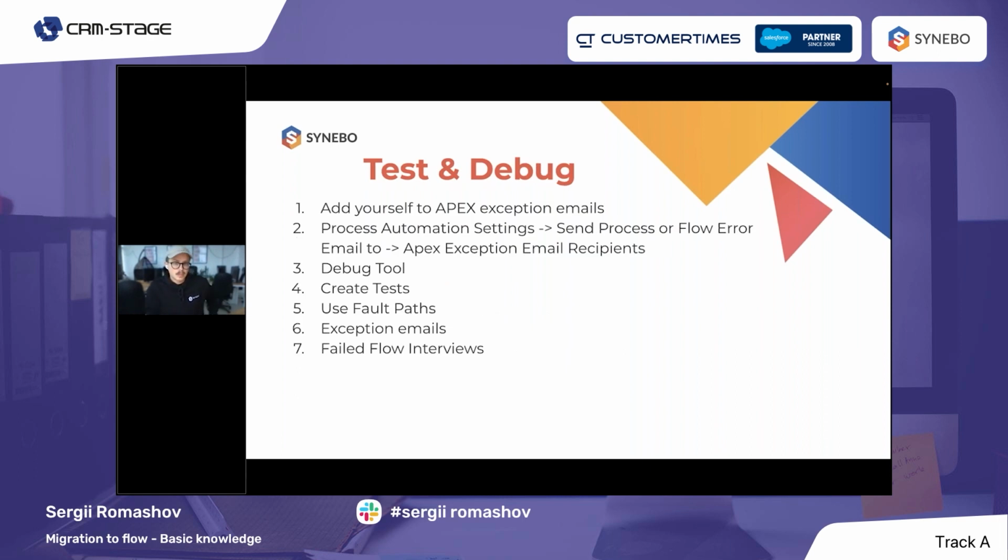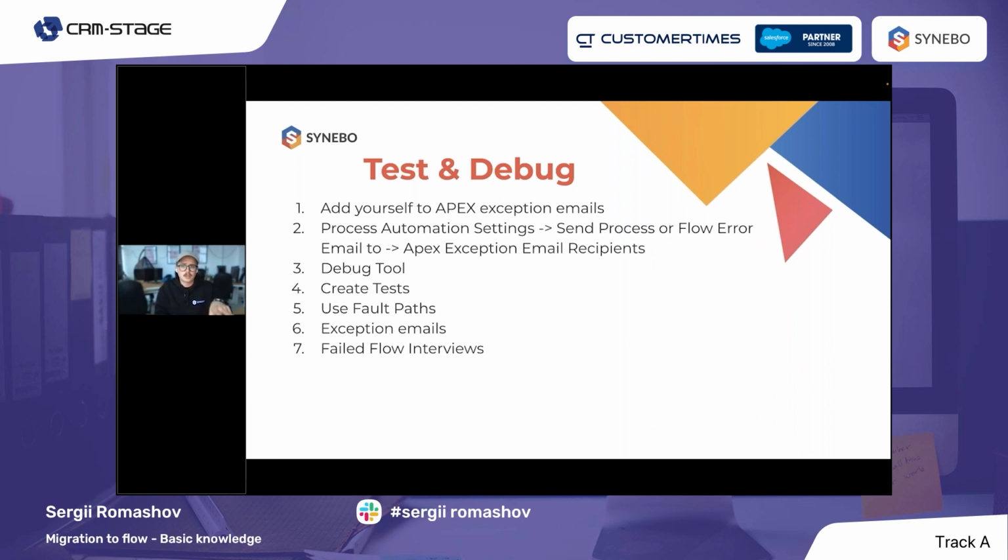The next topic is test and debug. Here I have some important items that I usually stick to in my daily work. So I think this is the most efficient way to test and troubleshoot your flow. First of all, you have to add yourself or any relevant users to the Apex exception emails. It's simply in setup, input Apex exception emails and add your user.